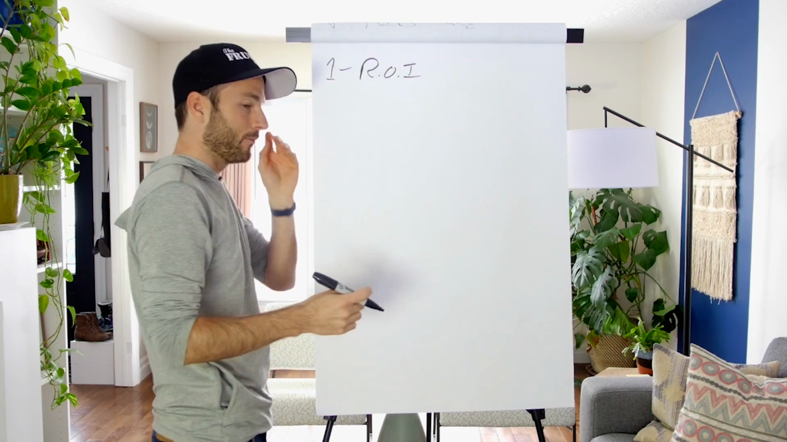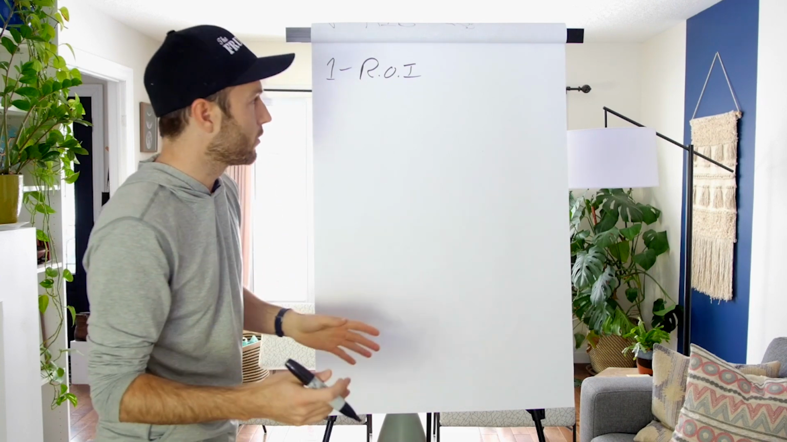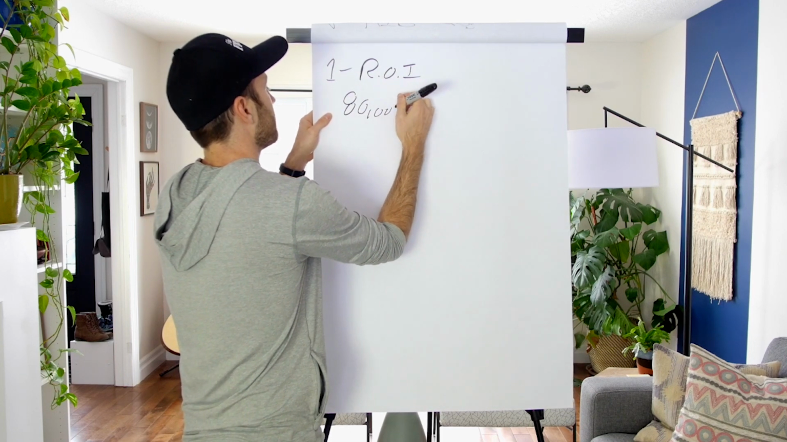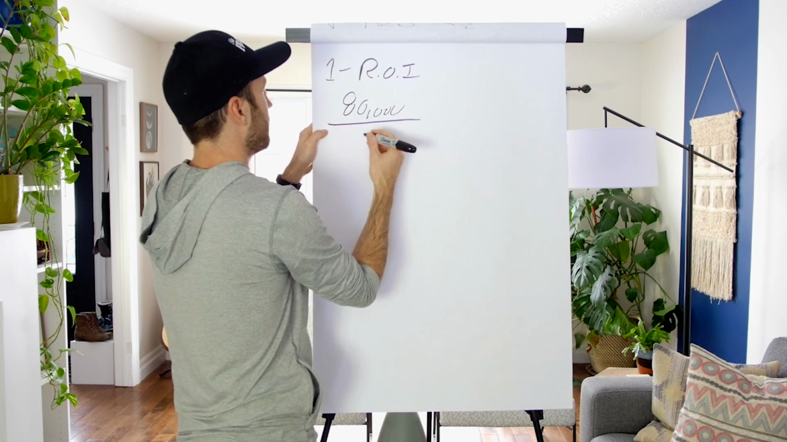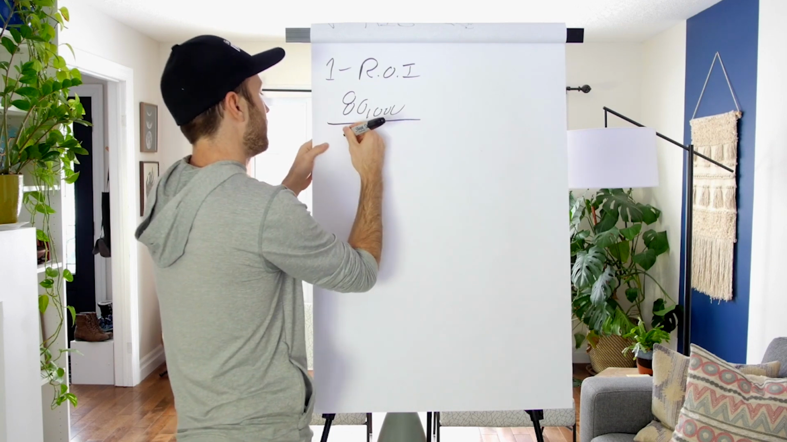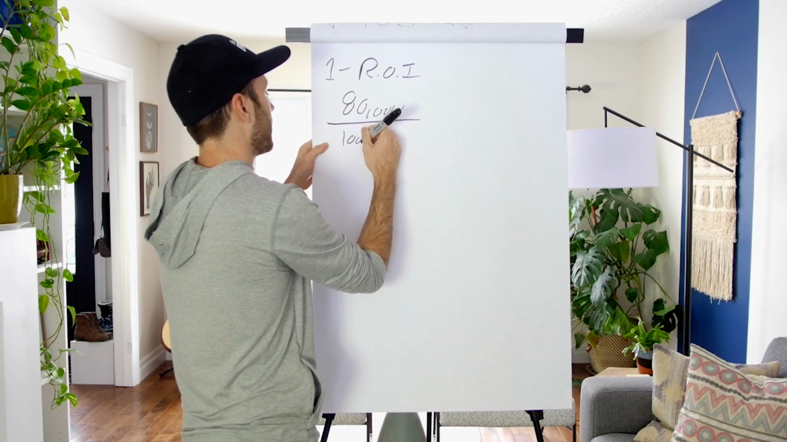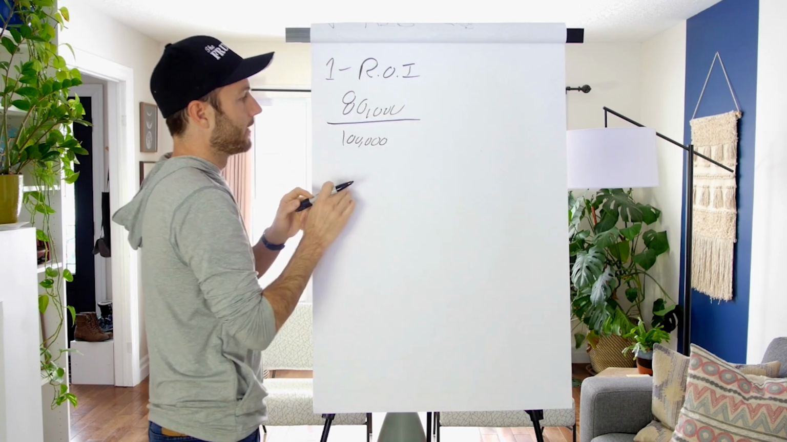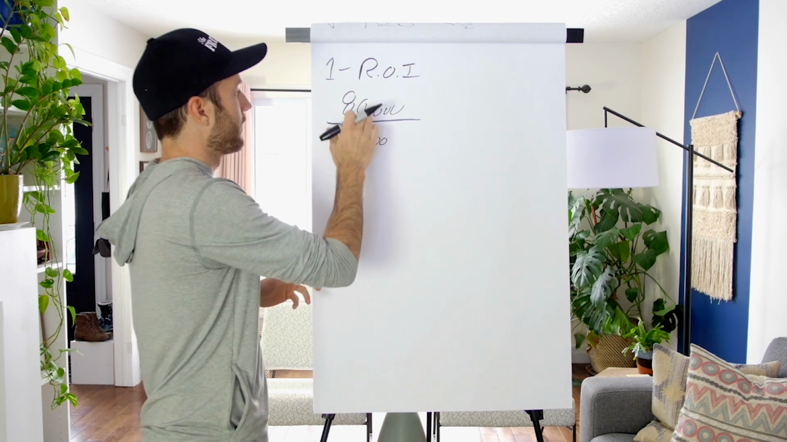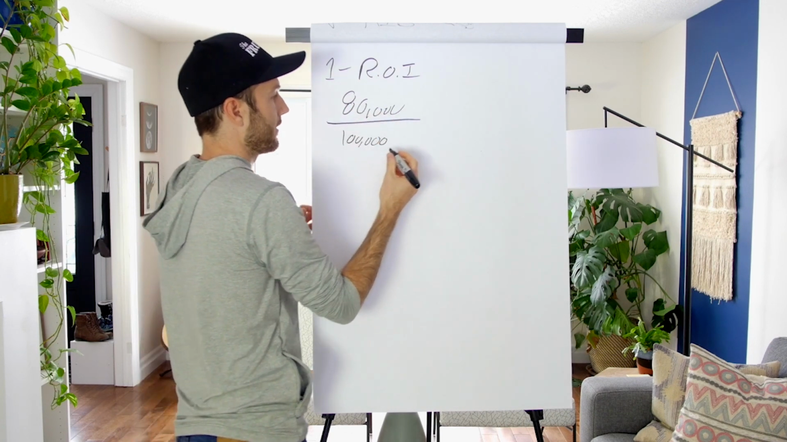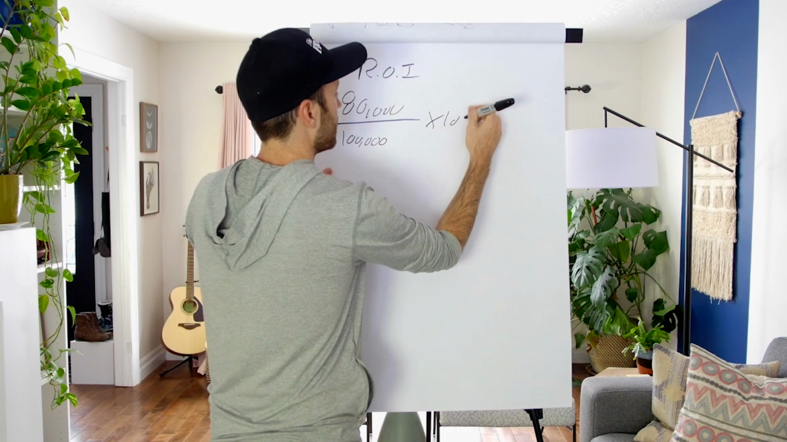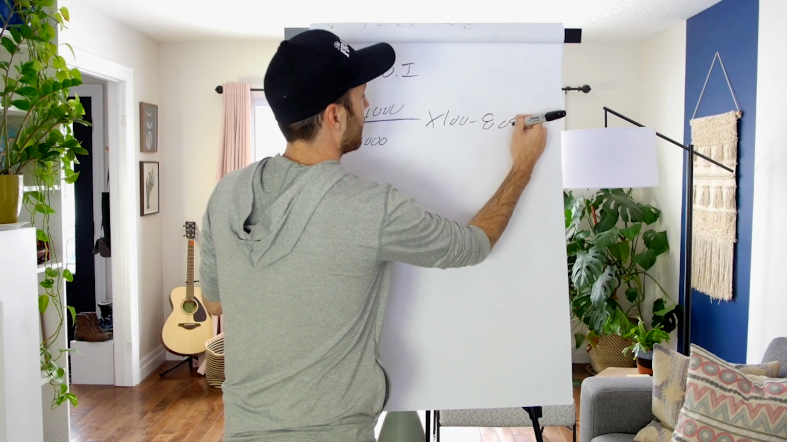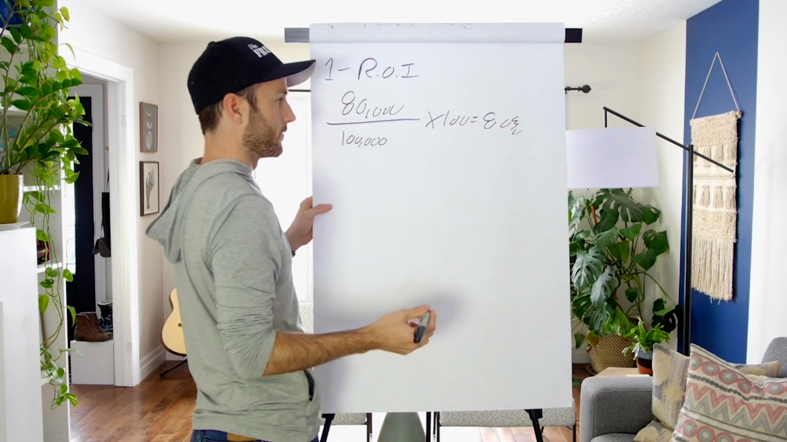Let's say we held a rental property for 3 years and then sold it. On it, we netted $80,000 of profit. We're going to divide that by the investment we put in. Let's say we put in $100,000 on this property. We bought a $500,000 property and put in 20% down, etc. So we put in $100,000 and made 80, so 80 divided by 100,000 times 100 gives us an 80% return on investment in total.